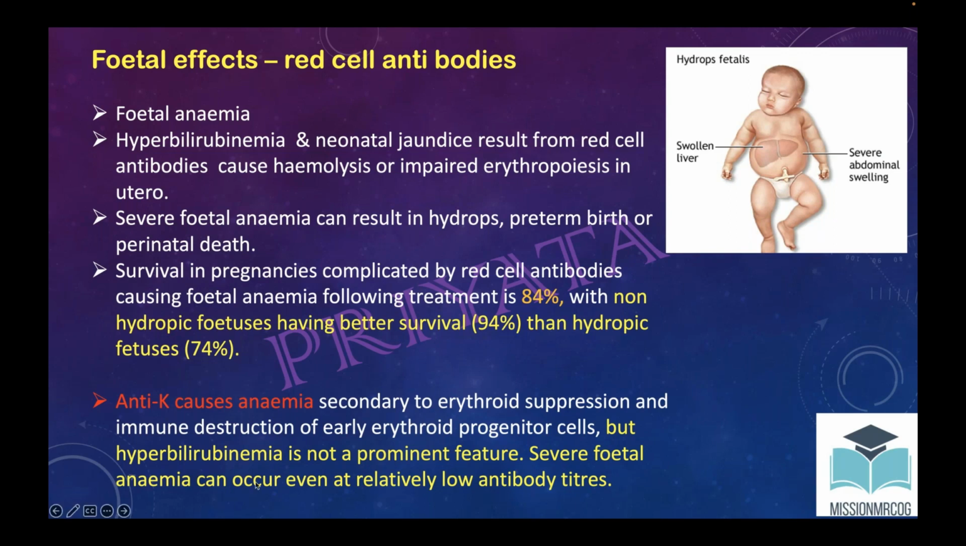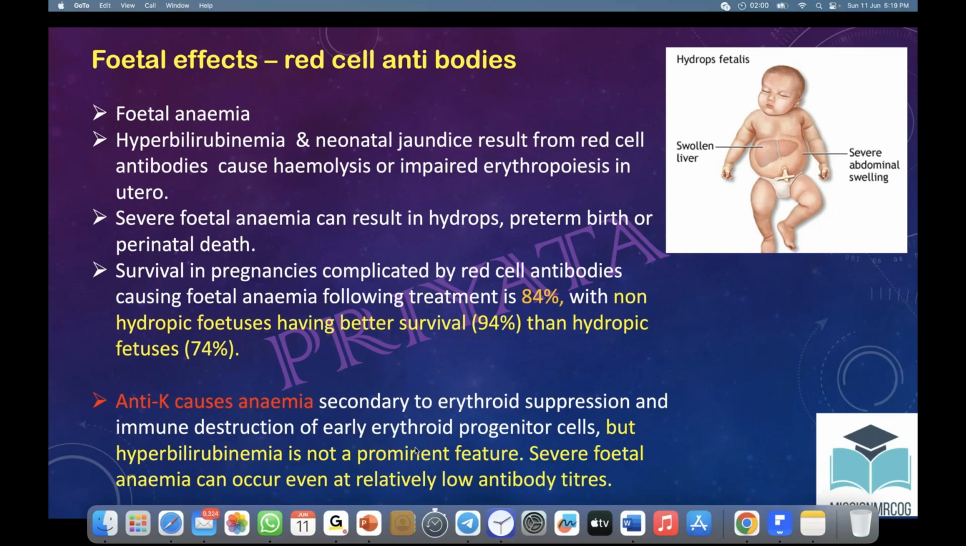Now here there is no destruction, so bilirubinemia will not occur. Okay, so this is an important thing to know. In all other antibodies, the anemia is there because of destruction, and because of that we also find icterus or jaundice, so the baby would require treatment. But anti-K is causing anemia in a different way, because of the suppression of erythroid. There would be no hyperbilirubinemia, because there is no destruction going on. Okay, so this is important to understand.